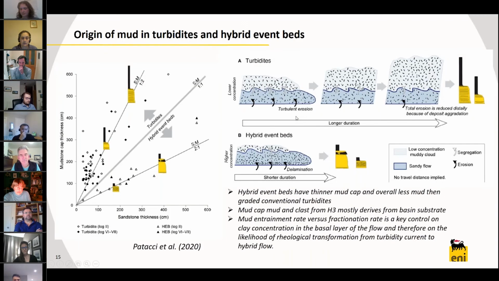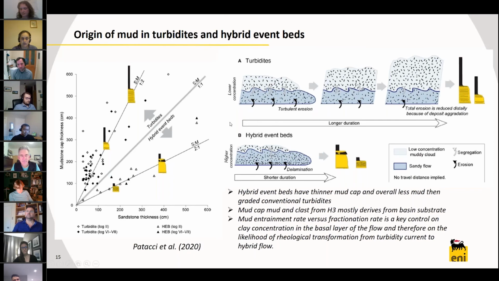And a step forward in this direction was taken by Patacci et al. In their work, they measured the mud cap of hybrid beds and turbidite beds. What they have seen is that the mud cap of the turbidite bed is much thicker than the mud cap of the conventional hybrid bed, also considering the mud trapped in the H3 division, which really points in another kind of direction.